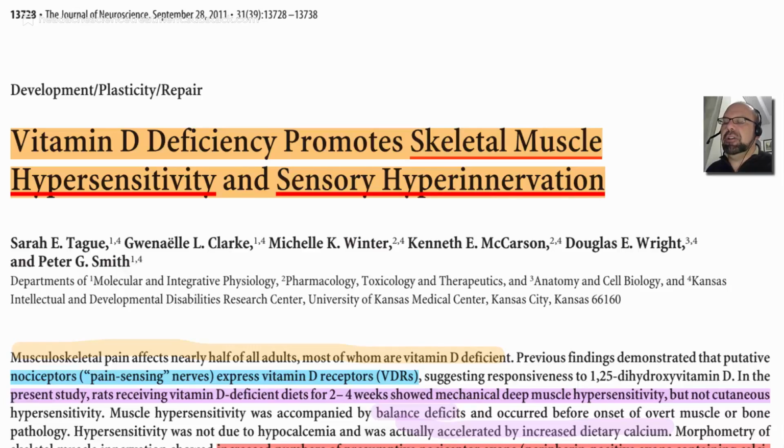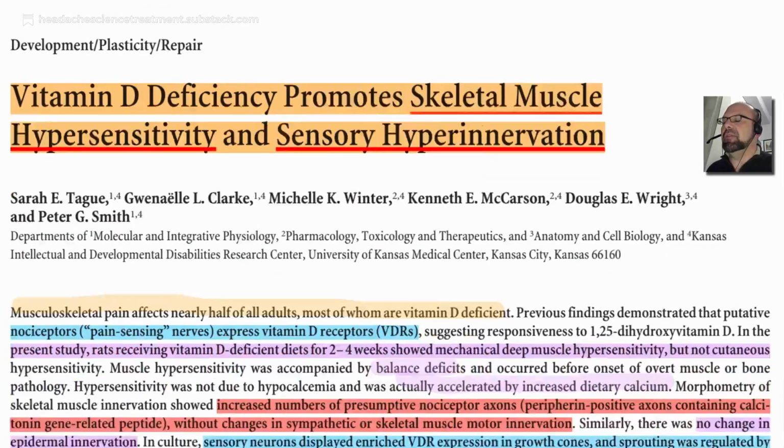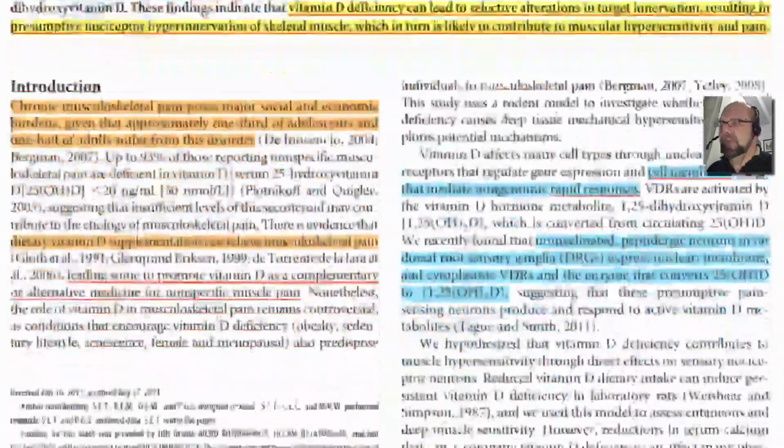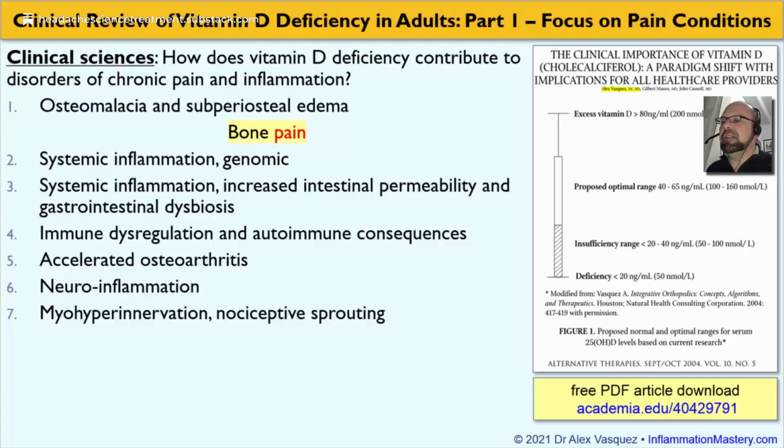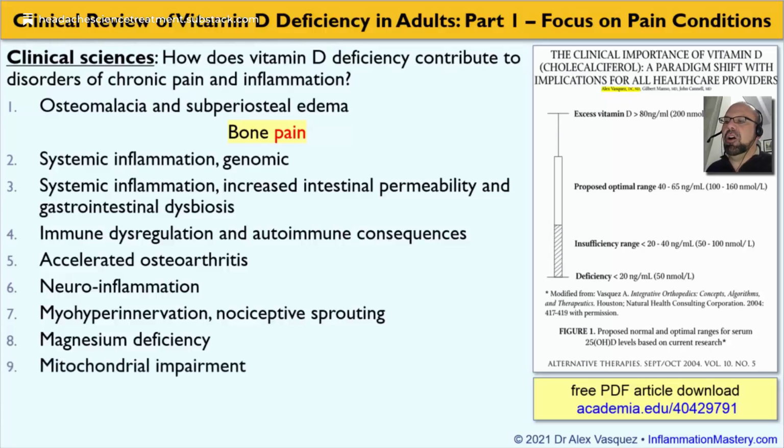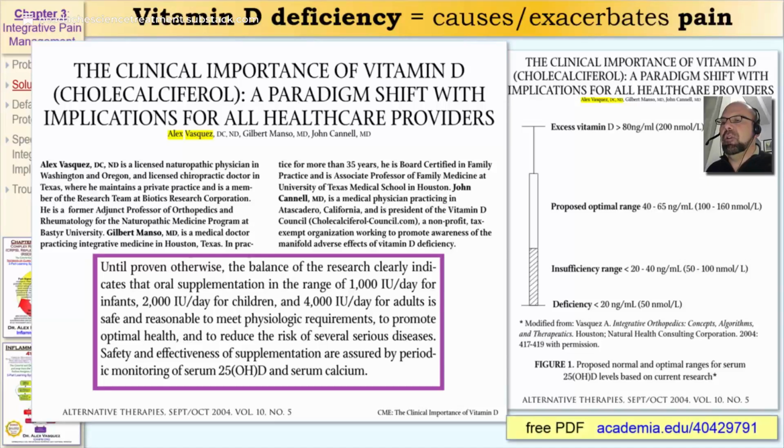It's a proliferation or a sprouting of these nociceptive neurons within skeletal muscle, not within the skin, within the skeletal muscle. So my other term for that is nociceptive sprouting. Vitamin D deficiency also promotes magnesium deficiency, and when you look at items 2 through 8, all of those can exacerbate all different types of pain. Now let's look again at my article from 2004. Again, you can download that for free online, and let's look at a few excerpts from that article.